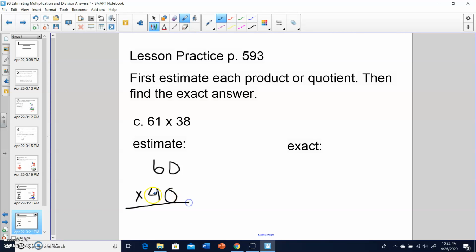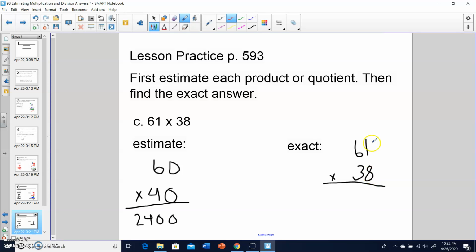Okay, and then I think to myself, 4 times 6 is 24. I have 2 zeros in my problem, so I have to bring 2 zeros into my answer. Okay, so my exact should turn out to be close to 2,400. I'm going to multiply out 61 times 38 and see if I get as close as I need to be. If not, I'll have to try something again.